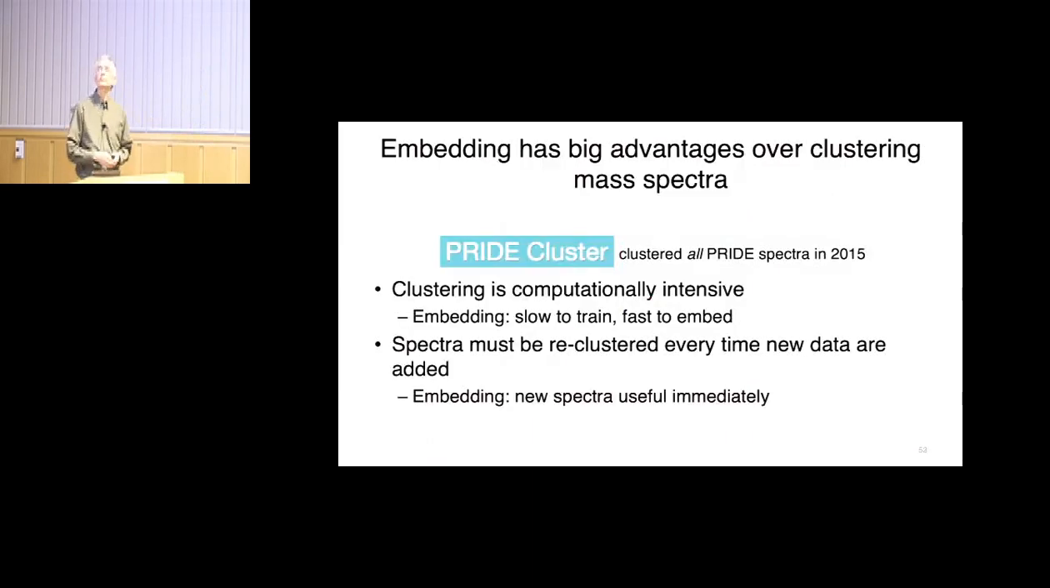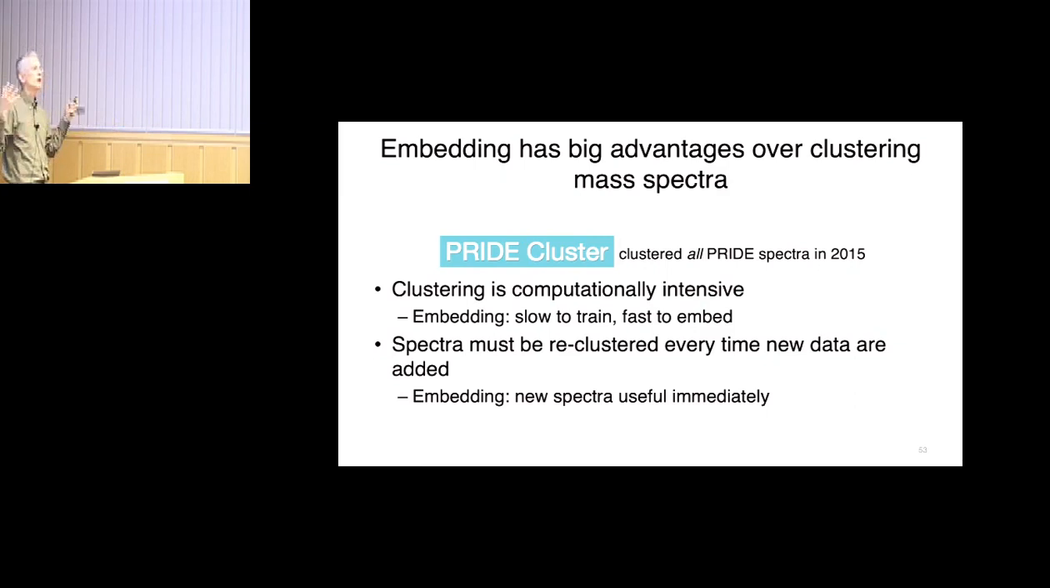So the question is, would this be helpful? Well, ideally, if we do this embedding approach, sure, it might take a while to train it, but once it's trained, it'll hopefully be super fast to just stick new spectra into the embedded space. And so you don't have to relearn the embedding function. All you have to do is put the spectrum in and then look and see who's close to you.